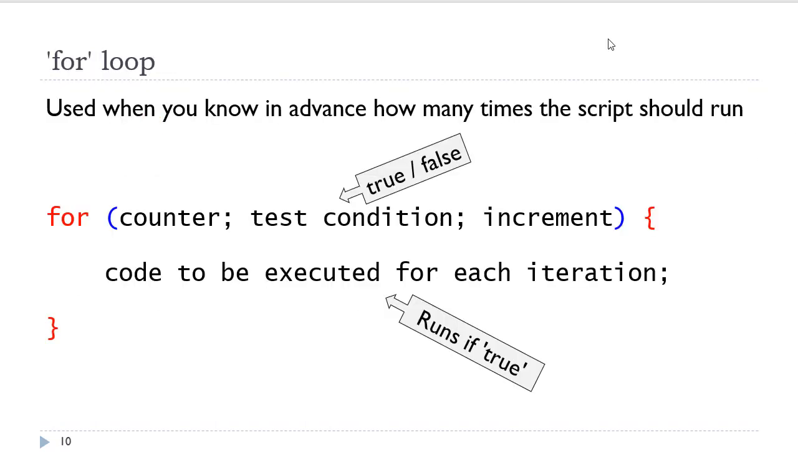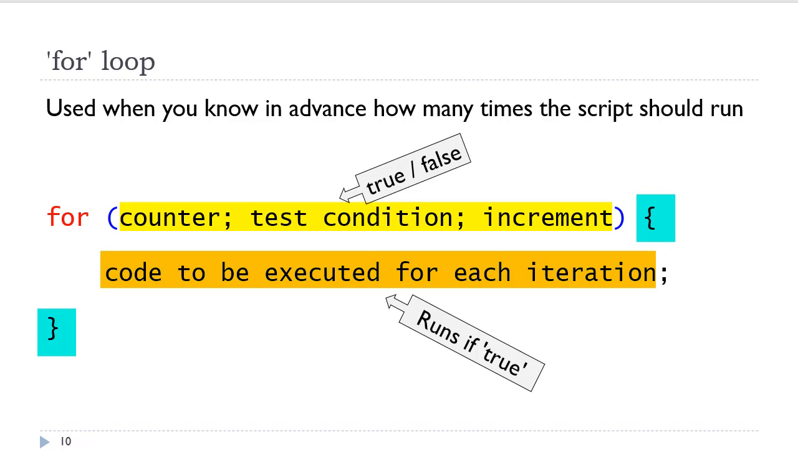The for loop, which is also part of most programming languages, allows you to run some code over and over again when you know in advance how many times the script should run. Knowing in advance means that it can be determined based on possibly a variable or some other means. The syntax for a for loop consists of 3 parameters inside the parentheses, followed by the curly braces. Inside the curly braces is the code to be executed for each iteration.